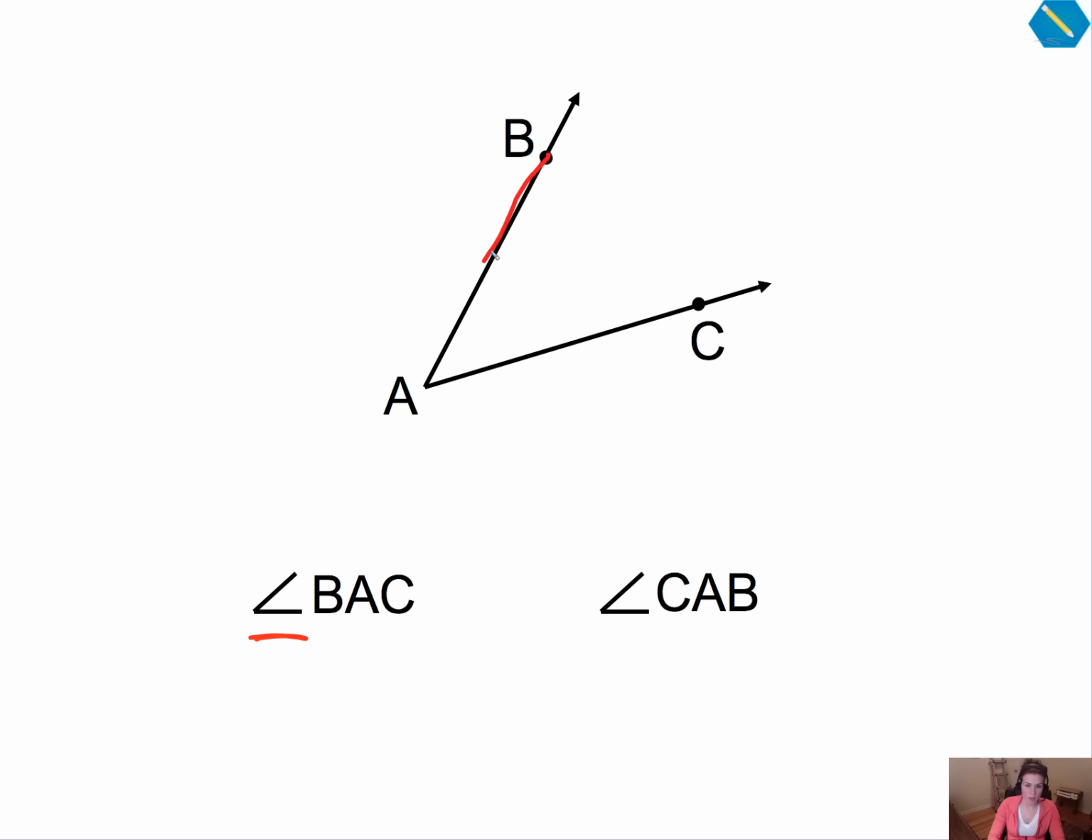You could start at B, go to A, and then to C. Or angle CAB, start at C, go to A, and to B. What's important here is that the A is always in the middle because that's the vertex of our angle. The B and the C can be flipped, that doesn't matter, but the A has to be in the middle.